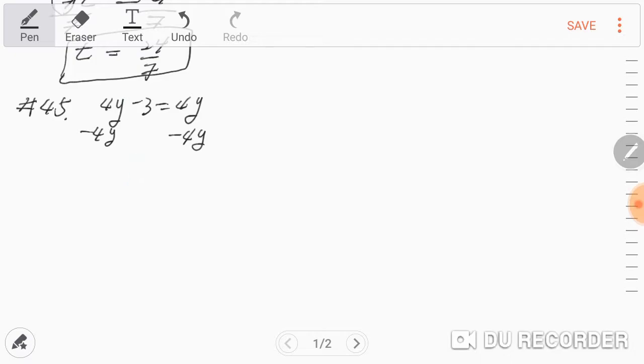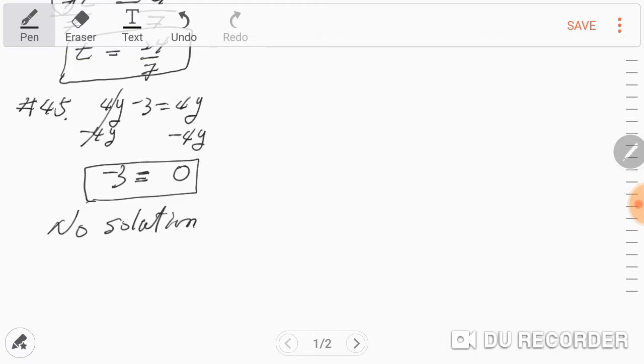Then what happens to the left? 4y minus 4y is 0, so we have negative 3 is equal to 0. Now when you solve an equation, we should have x equals something so that we can find the value of x. But in this case, the variable y is not in this equation, and it gave us a wrong equation. This equation is false. Negative 3 is not equal to 0. Then our conclusion is there is no solution.